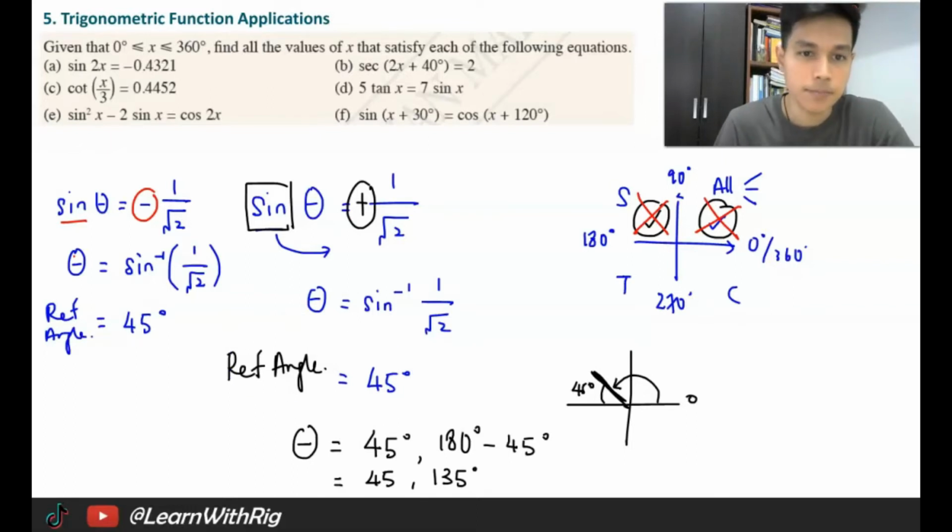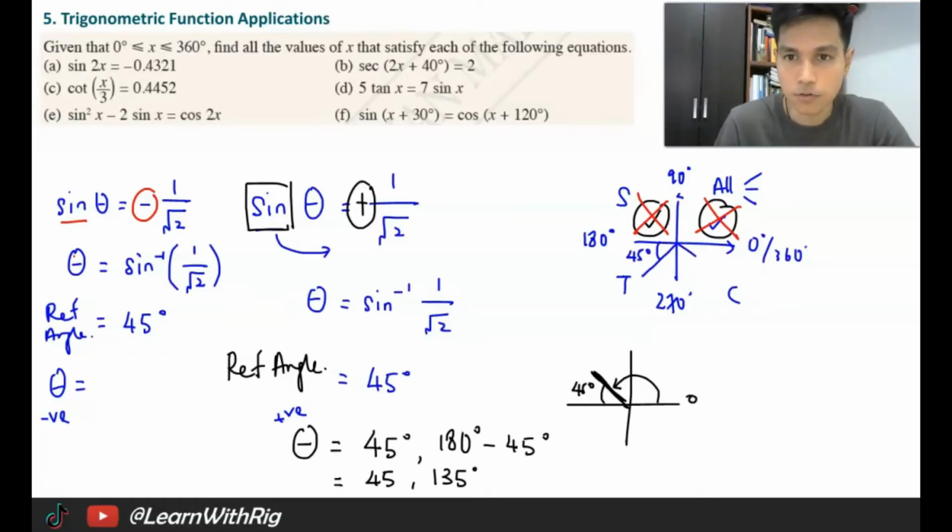But the answer I get, my theta answer, is not going to be the same as this. Why? Because this one represents the positive side. Now I'm going to find the negative side. So negative side means it's going to be in quadrant 3 and quadrant 4. So quadrant 3, the 45 degrees would be here.